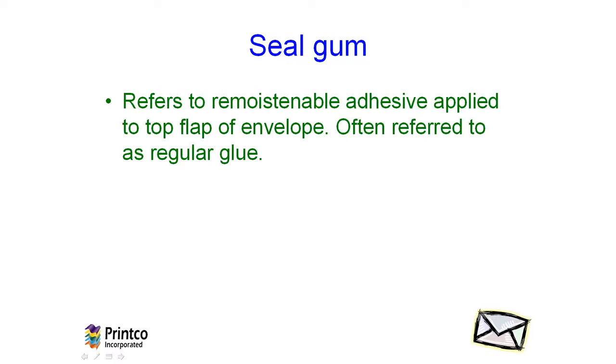Seal gum refers to a remoistenable adhesive applied to the top flap of the envelope, often referred to as regular glue. The seal gum requires moisture to activate the adhesive. Many people lick this type of glue to seal. It's the most common.